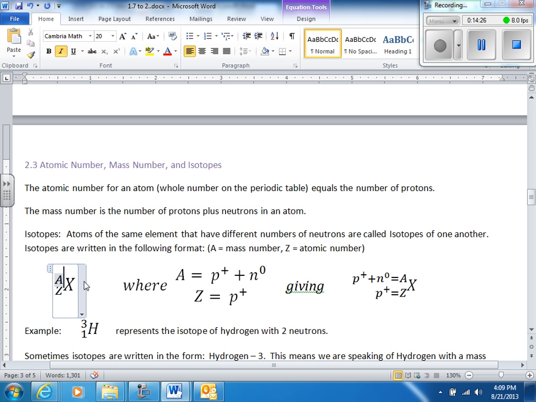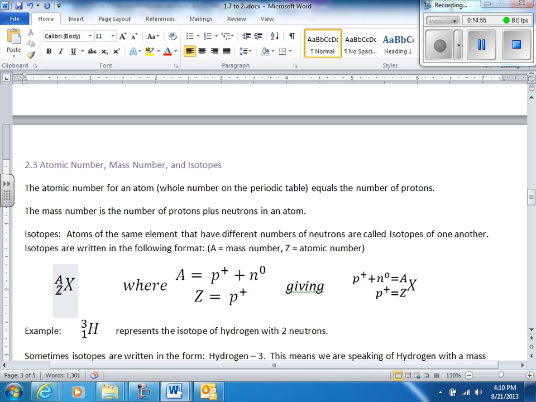When you write a symbol like this, it is called an isotopic symbol. This A up here is your mass number. Very strange, because atomic number starts with the letter A, but we use Z for it. And mass number uses the symbol A, even though atomic number starts with A. So it is a bit confusing, but every book uses this notation, so you have to know it.